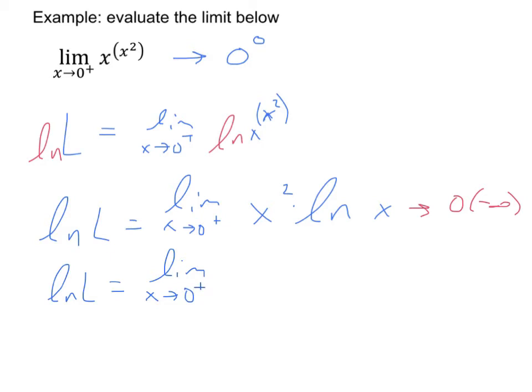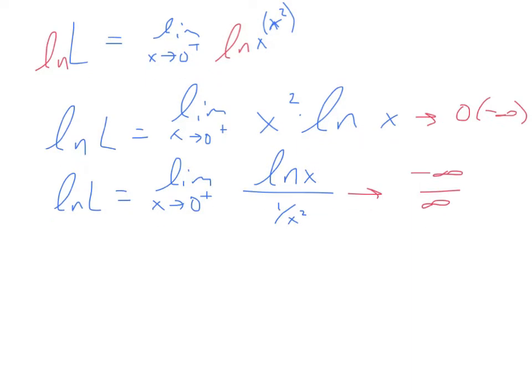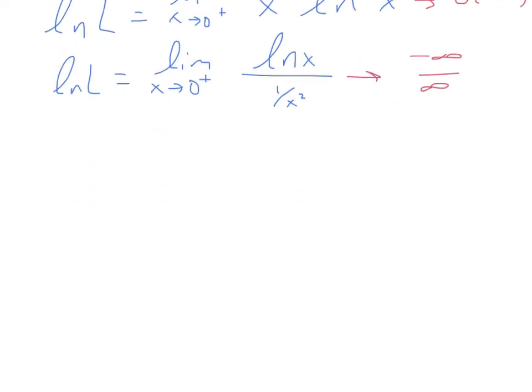And on the other side, I'm going to have natural log x over 1 over x squared, because this x squared here turns into 1 over x squared when we put it in the denominator. And again, it's astonishing but amazing. When we attempt to evaluate for 0, we get negative infinity over infinity. Sure enough, this is in L'Hopital's rule territory now. I have ln L equals the limit as x approaches 0 from the right.